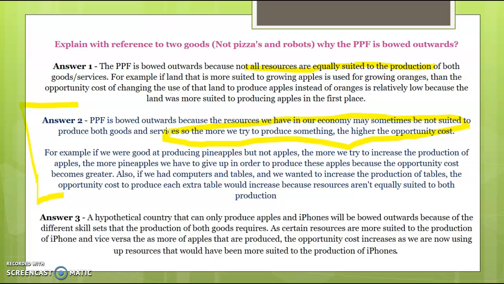For example, if we're good at producing pineapples but not apples, the more we try to increase the production of apples, the more pineapples we have to give up to produce apples because the opportunity cost becomes greater, and that's because we start to use resources that are less suited to that type of production.